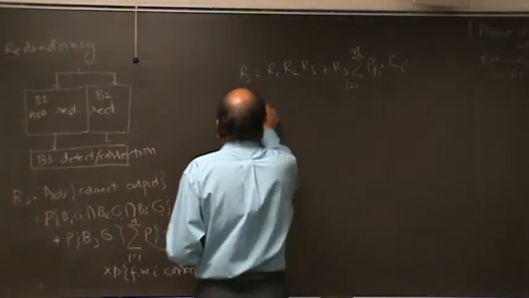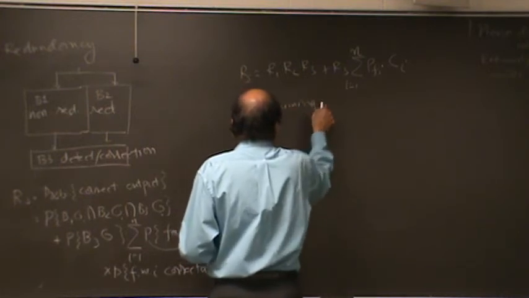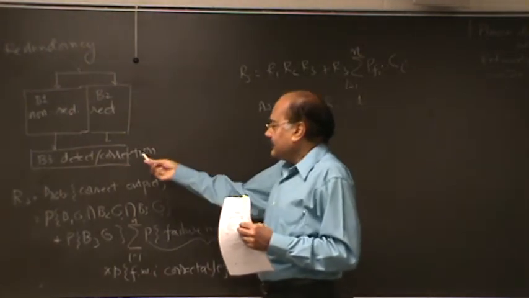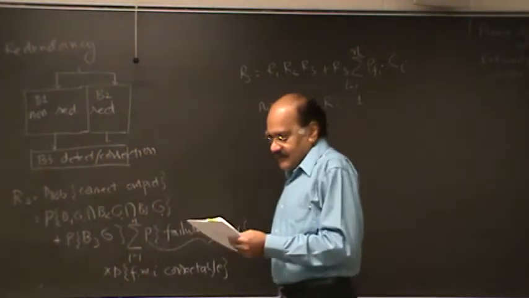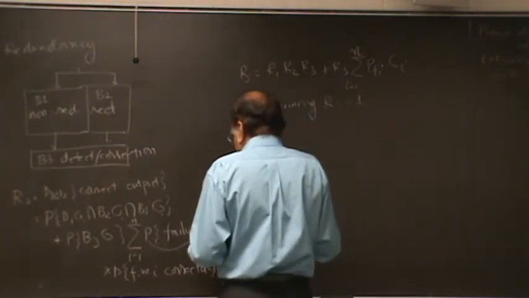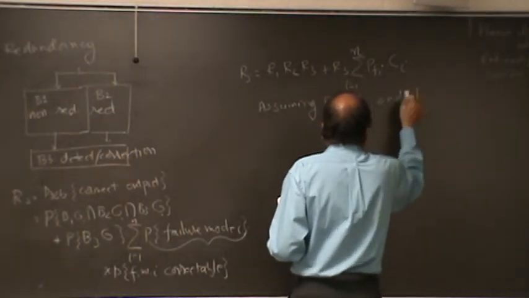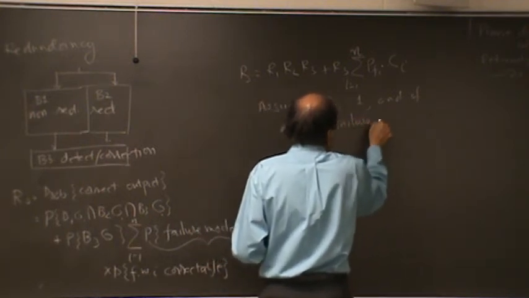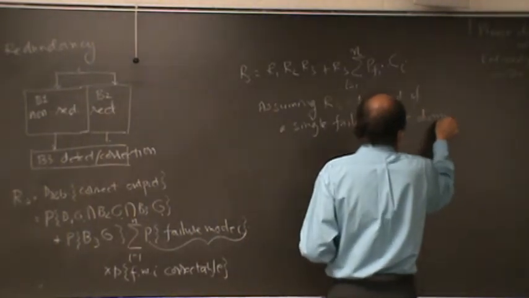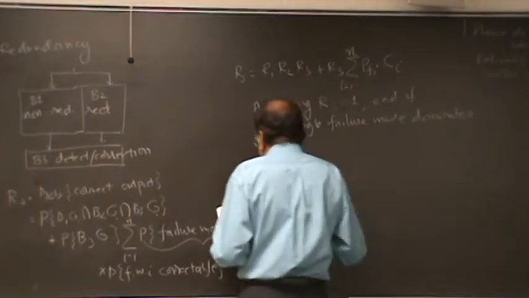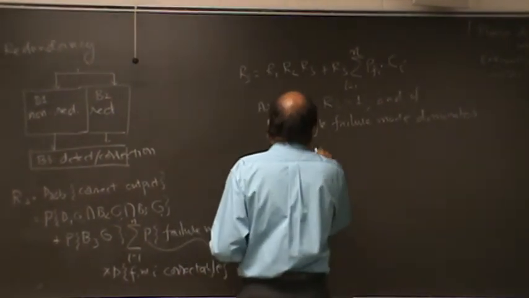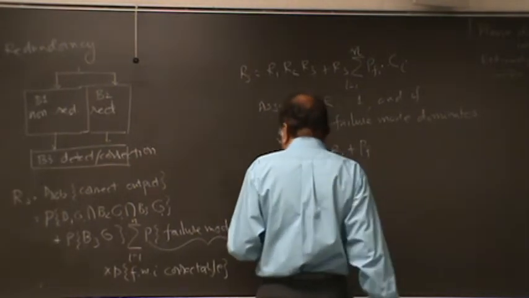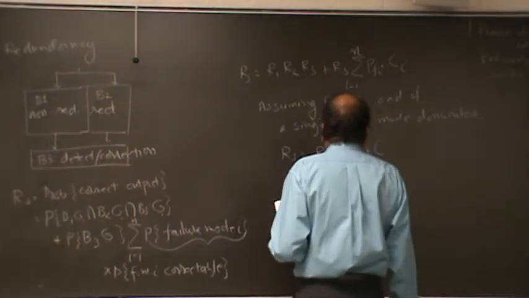Now, so let us assume that R3 is 1. If you assume that reliability of this unit is perfect, and if a single failure mode dominates, then this we can write as probability of that failure mode multiplied by probability that it can be corrected.